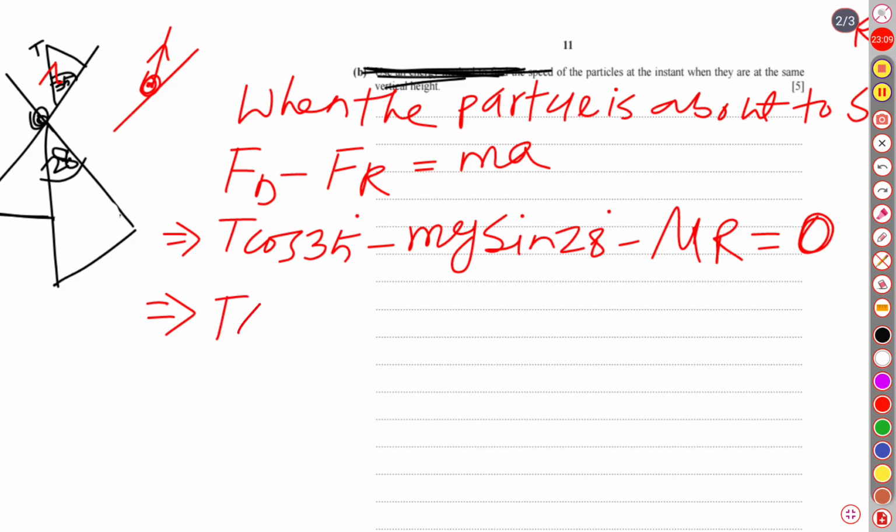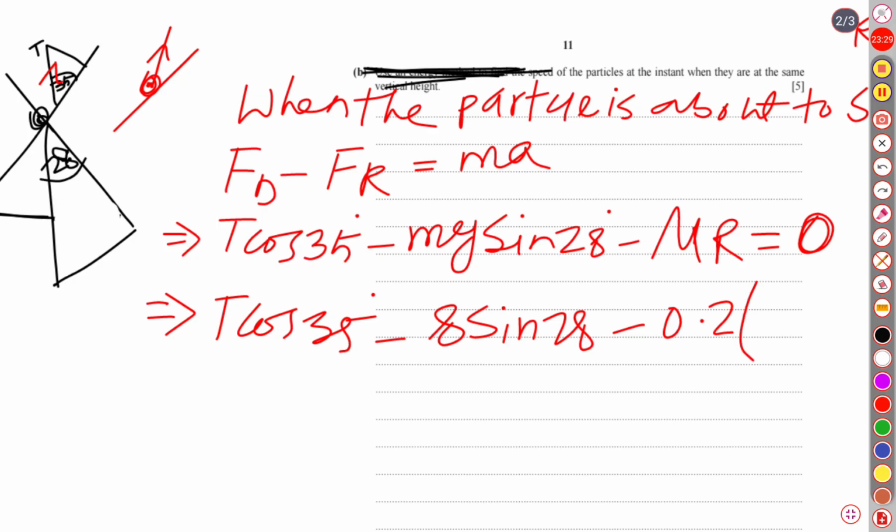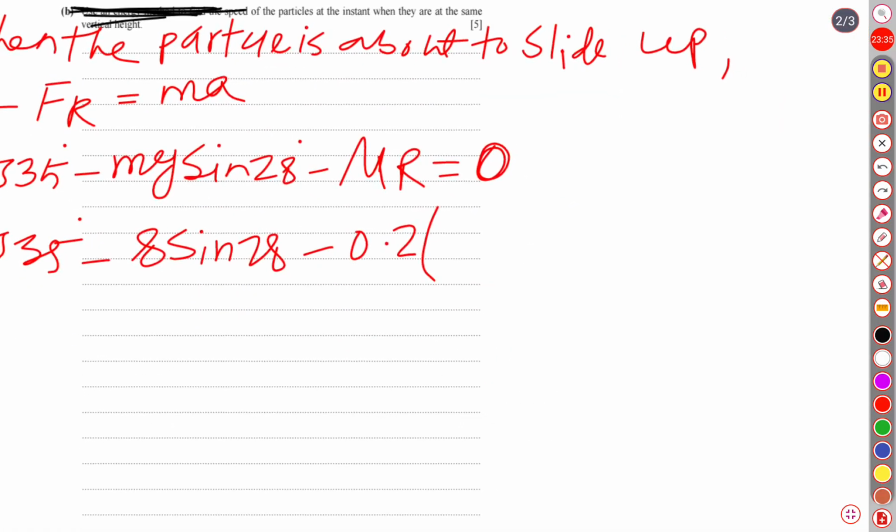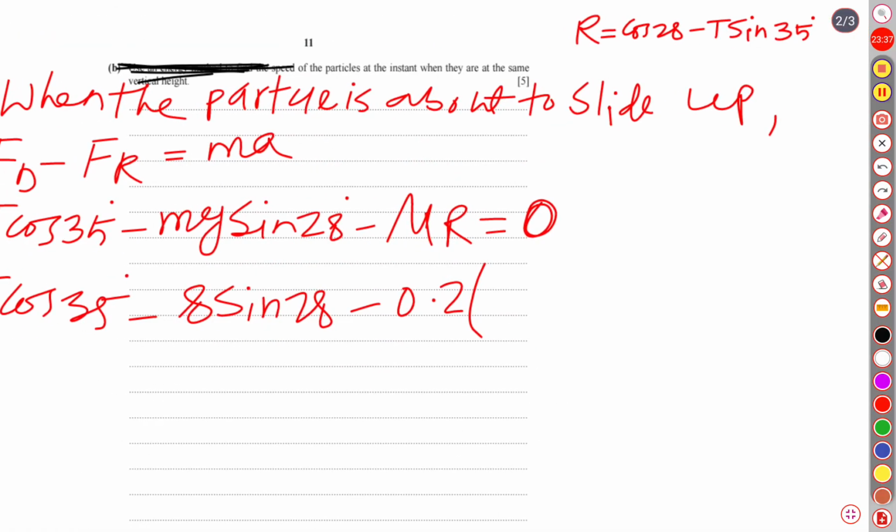So T cos 35 degree minus mg, where the mass of the particle is 0.8, so the weight is going to be 8. 8 sin 28 minus mu, which is 0.2, times the normal reaction force we have already written over here. How much is this? R is equal to 8 cos 28 minus T sin 35 degree, equal to 0.